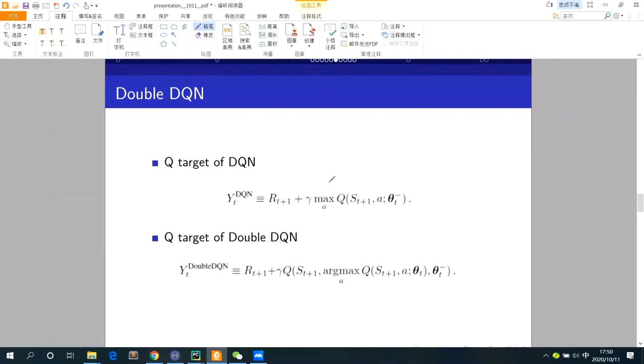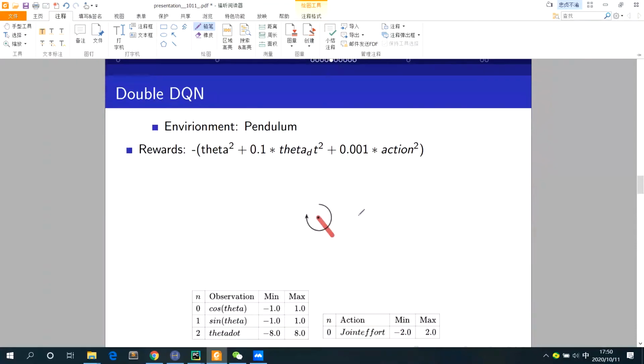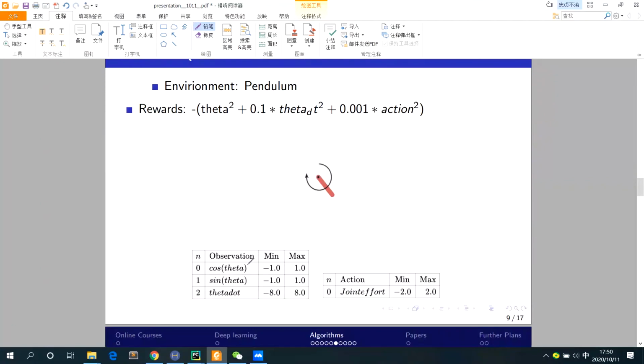And for double DQN, I use a new environment which is a pendulum. Here we got a stick, and our state is three dimensions: the cosine theta of the angle, the sine theta, and the theta dot, which is also called the angular velocity. It's the speed of the stick, you can see. And our action is only one, a force with which we can push the stick. If the stick stands, then we can get the reward, and here is the reward function.